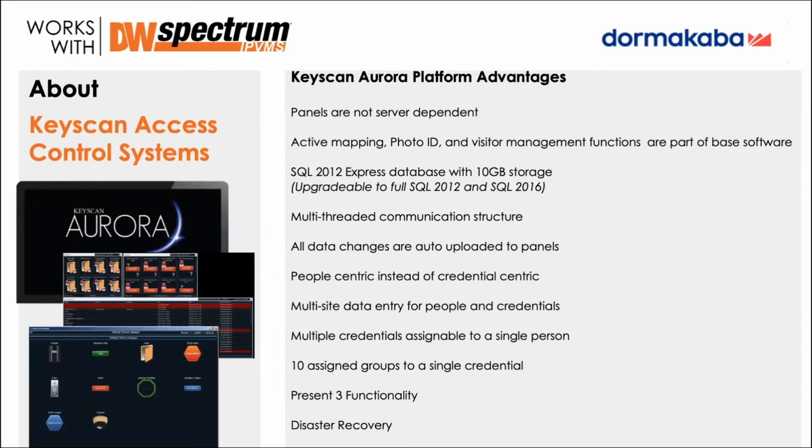So the panels are not server dependent. We store the database in the field, which will play into the last detail on this slide here. Out of the box, we include active mapping, photo ID, and a very simplistic visitor management system. We do have some partners with some other visitor management systems if you need a system that'll check databases like felony databases and whatnot. We have a multi-threaded communication structure, so it speeds up communications. When you press save in Aurora, it sends out the information to all the IP addresses simultaneously.